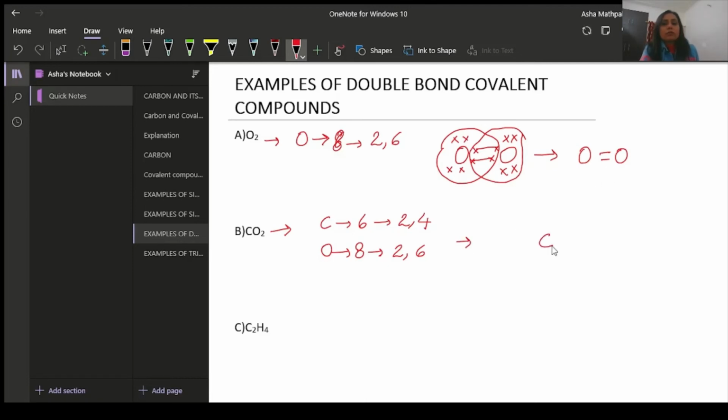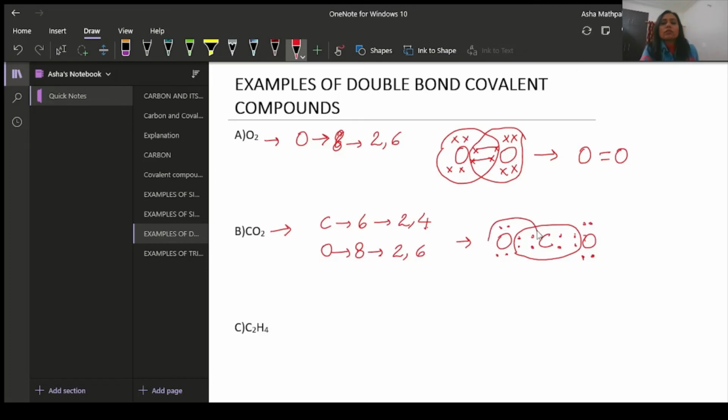Okay, so this is carbon, 1, 2, 3, 4, it has 4 valence electrons. Oxygen with its 6 valence electrons, 1, 2, 3, 4, 5, 6, and the other oxygen also 1, 2, 3, 4, 5, 6. Now carbon will take 2 from this oxygen, 2 from this oxygen, 1, 2, 3, 4, 5, 6, 7 and 8. It has now got 8 electrons.